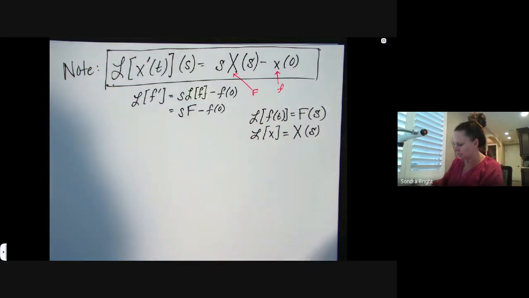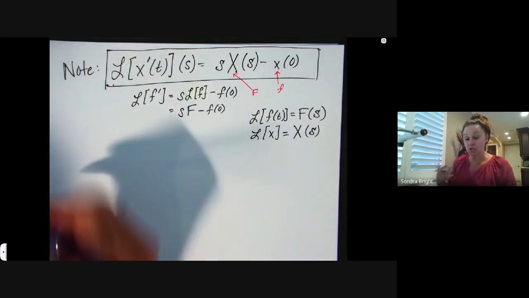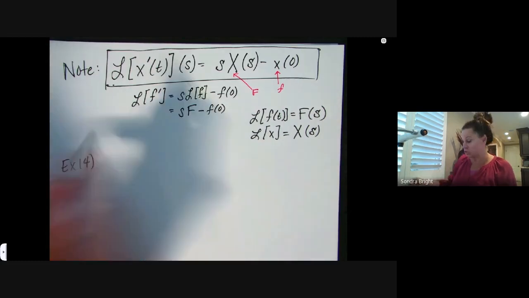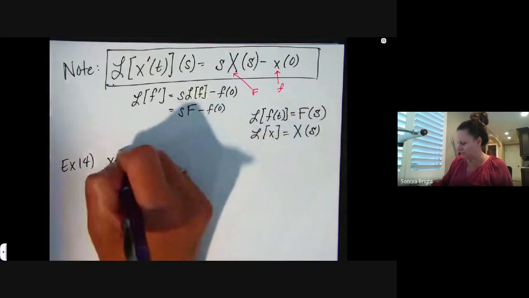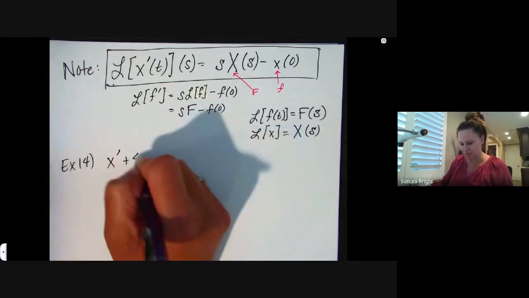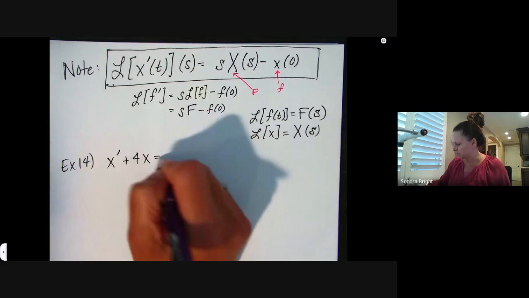Okay, so let's do an example where they say to us, use Laplace transforms to solve this initial value problem. Now I know you have other methods of solving this, but we're going to use the Laplace transform this time.